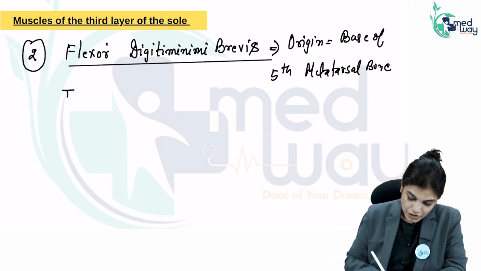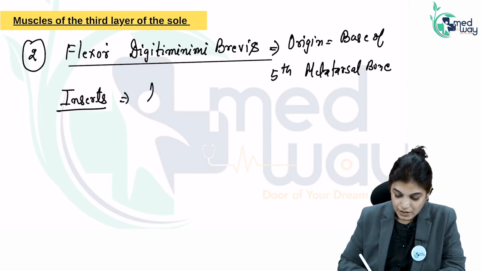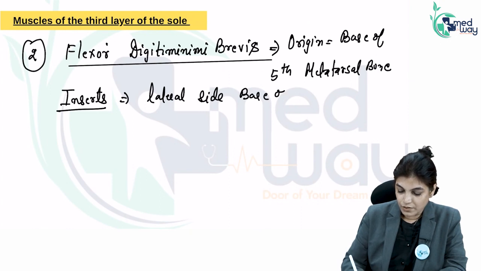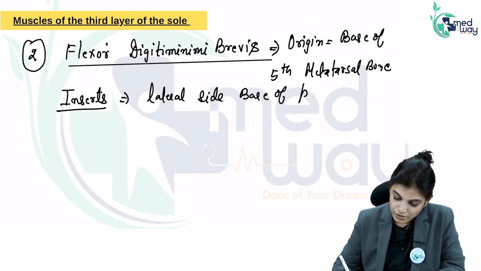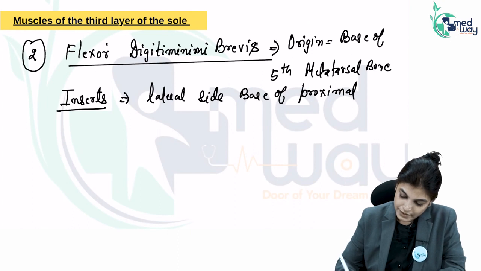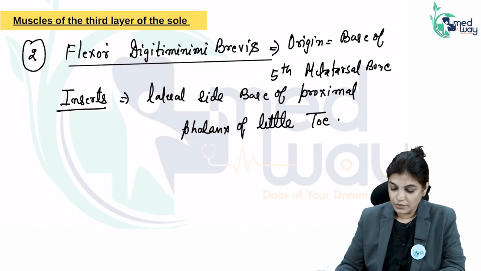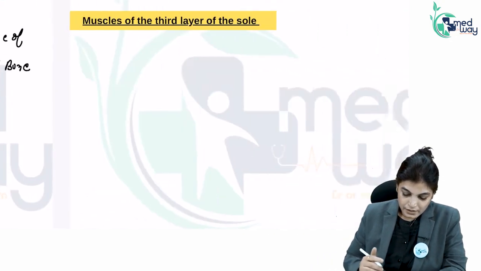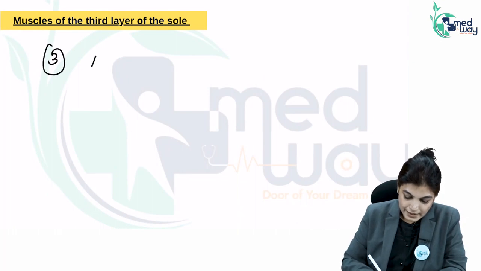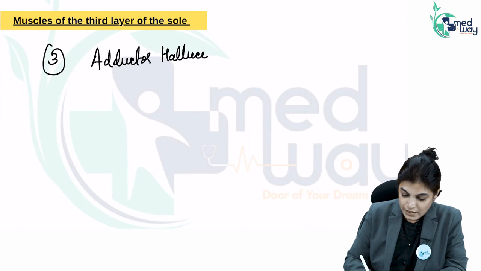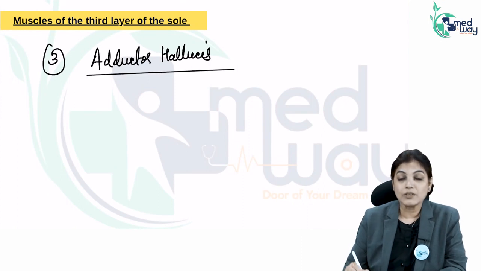And if I talk about the insertion, it is inserting onto the lateral side of the base of the proximal phalanx of the little toe, or the fifth toe. Now the third muscle in this category is adductor hallucis. If you remember, there was a similar muscle in the upper limb, that was adductor pollicis.